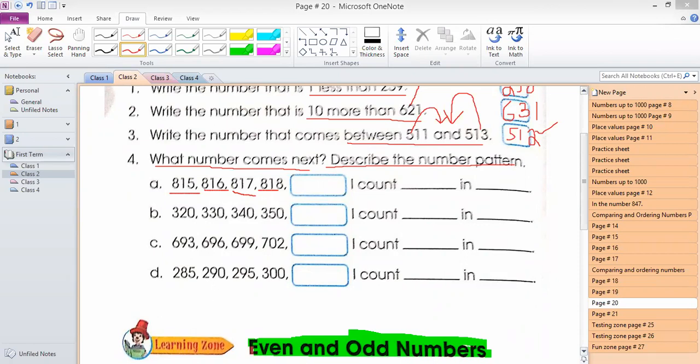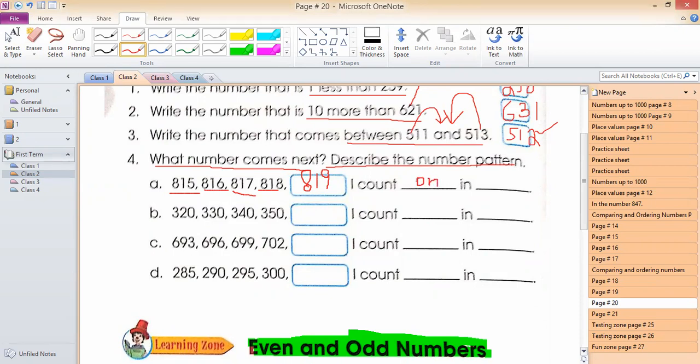Okay, guys. Now I'm going to open your mic and you will tell me. After 818, what will you write? 819. You will write 819. After 818, you will write 819. Here you count on. In this blank, you write count on.